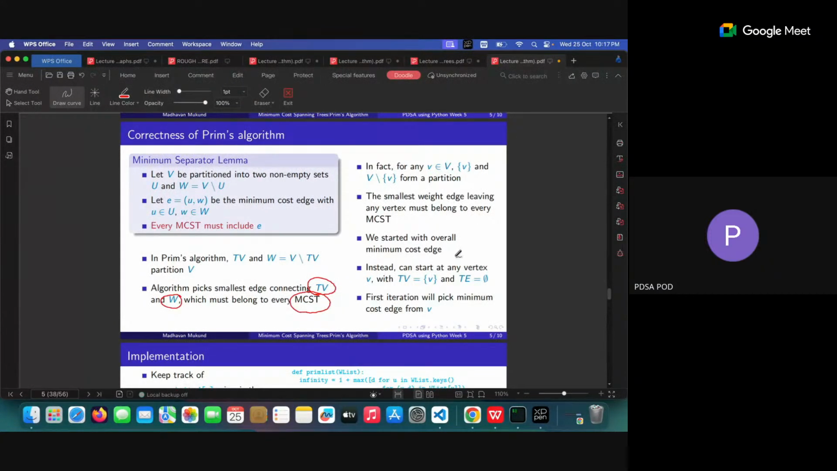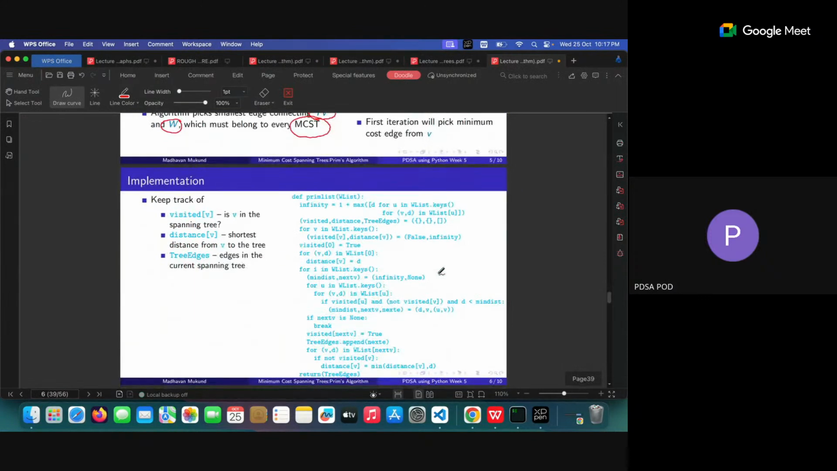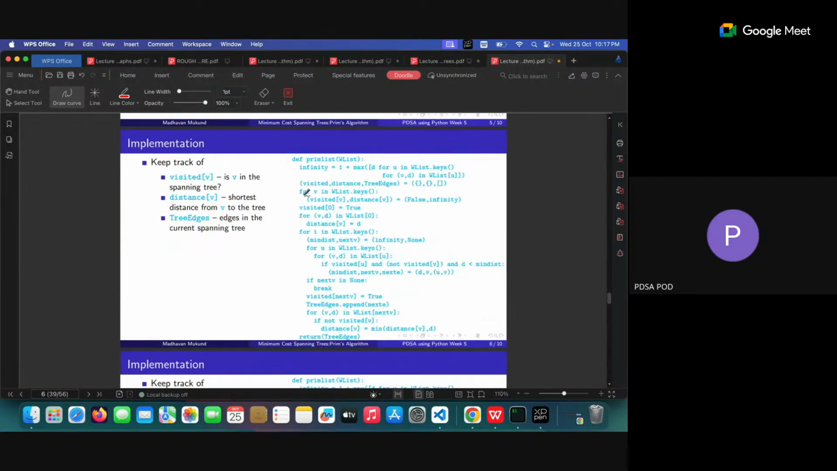So here we started with the overall minimum cost edge. Instead, you can start with any vertex. Already I said we don't always start from vertex 0 or 1 or 7. We always choose the vertex which is the smallest one. So in the first iteration we'll pick up the minimum cost vertex. So keep implementing Prim's with the adjacency list. See, they are choosing Prim's with adjacency list. Using an adjacency matrix also we can do, but we don't get better complexity. That's what they directly did with the adjacency list.